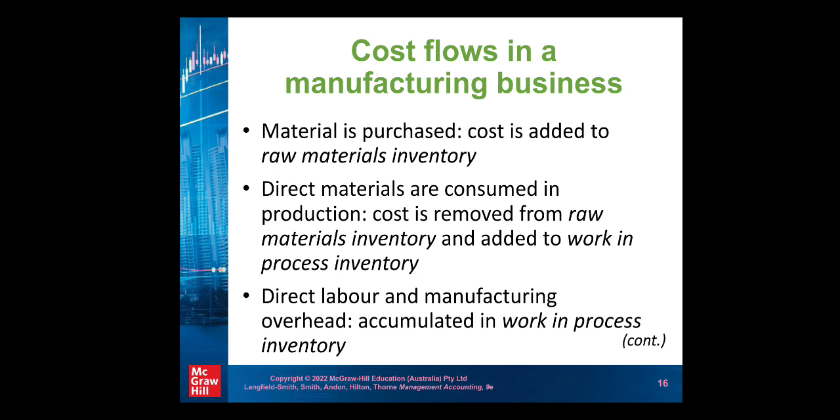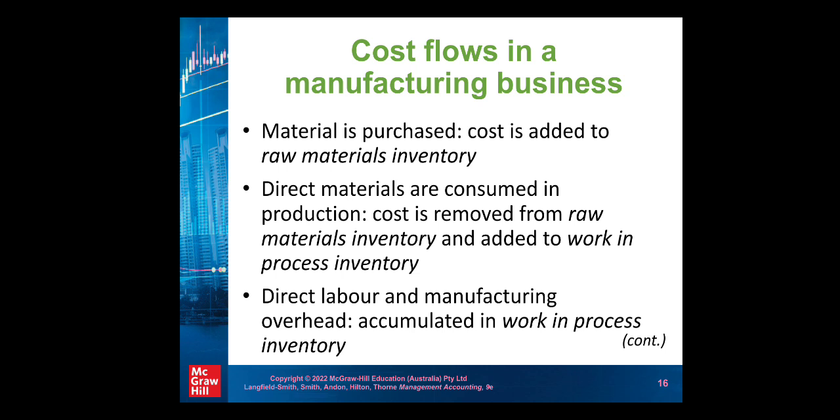Okay, let's see. So let's say imagine you have a manufacturing business. Let's say you have a factory that produces soft drink. So when you want to do the production, the cost flow is like this. First, you have to purchase the material. You have to purchase the bottles, the sugar, the water, the ink, the flavor, etc. So see the first point there. The material is purchased.